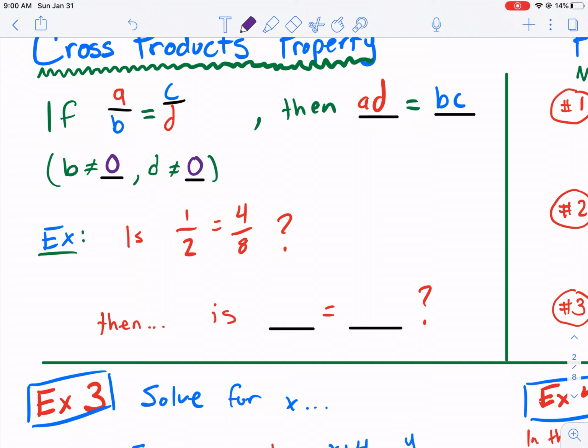Is 1 over 2 equal to 4 over 8? One way we can check to see if this is true is we can cross multiply. We already do know that 1/2 is the same thing as 4 over 8 because we can reduce 4 over 8 to be 1/2. So we do 2 times 4 on the left. We're going to do 1 times 8 on the right. And we get 8 equals 8. So is 8 equal to 8? Yes, it is. So this is true.